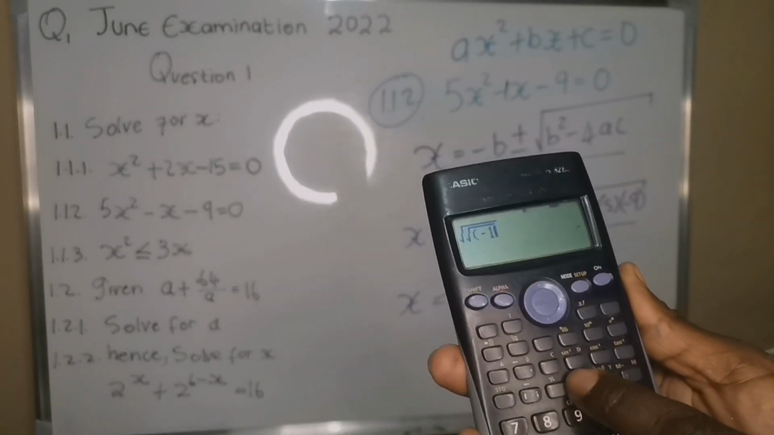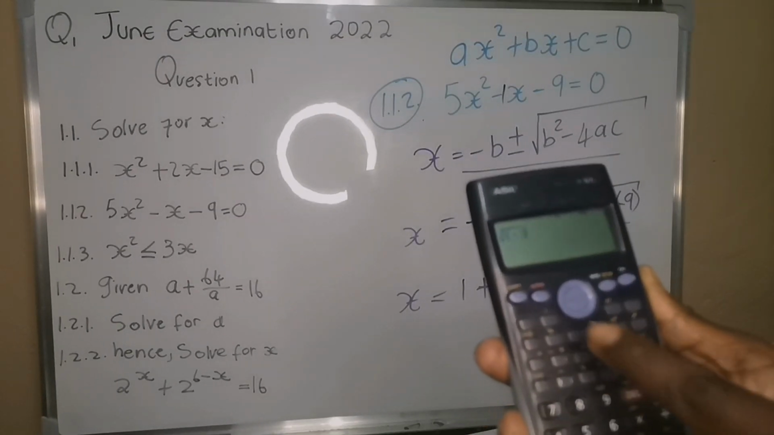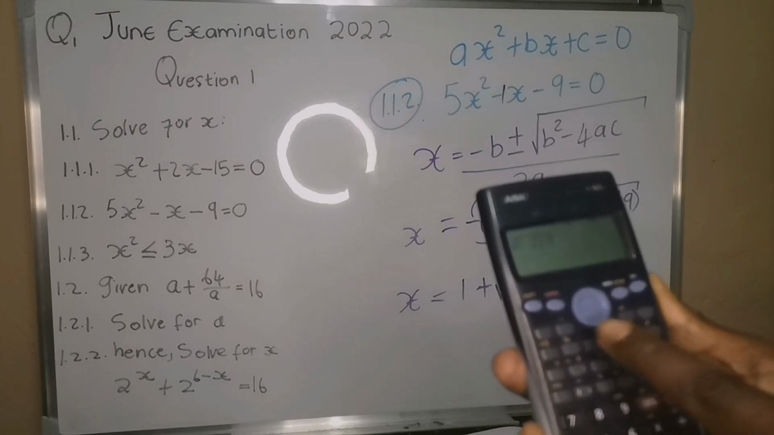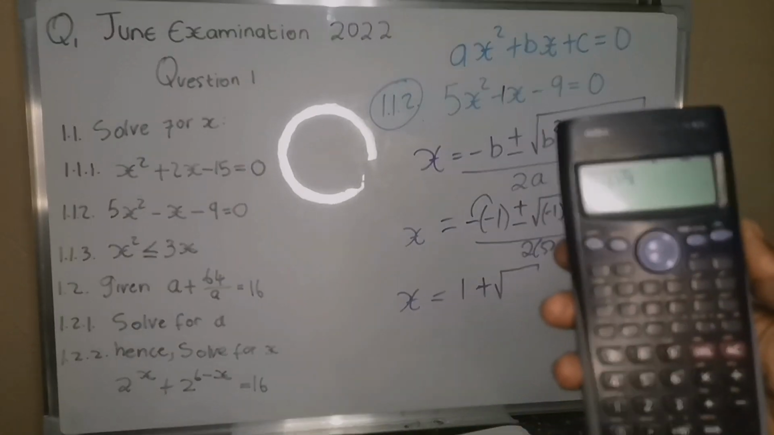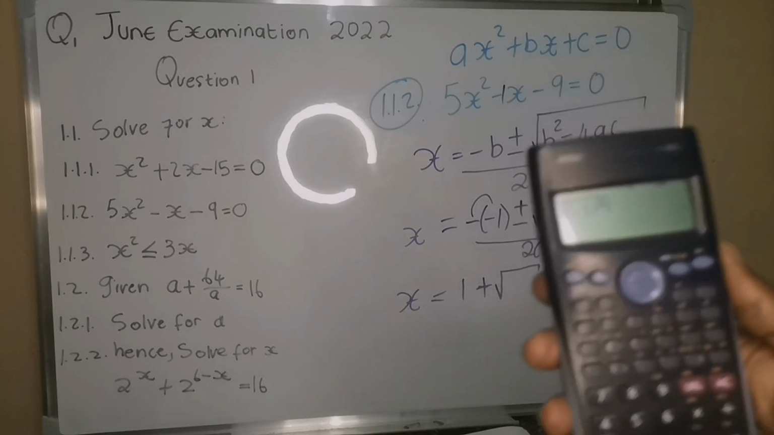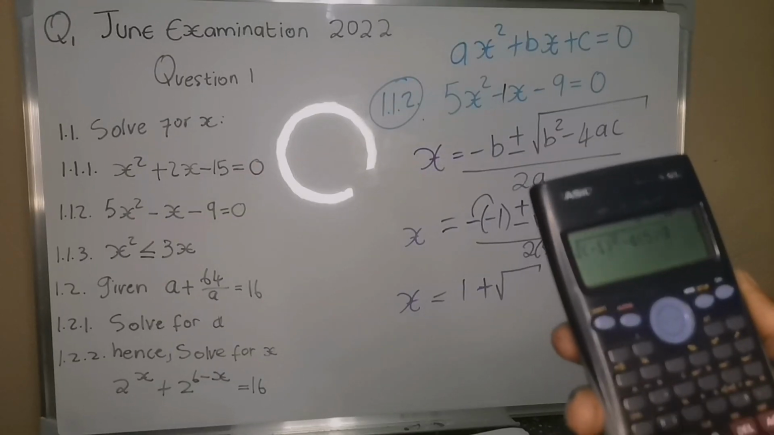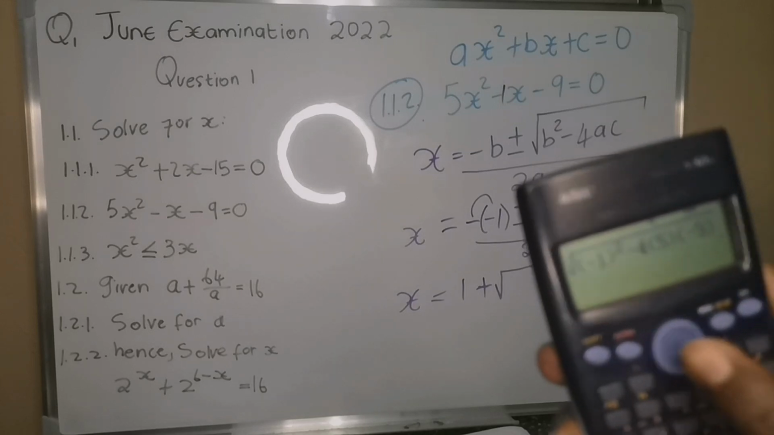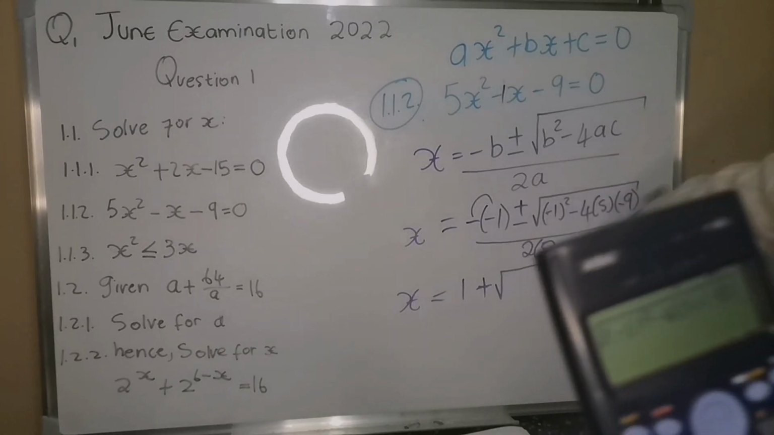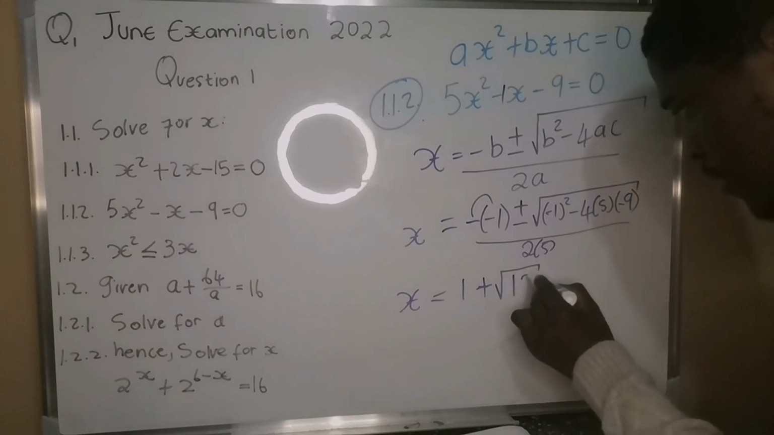On the calculator, you say square root, then bracket -1 squared. Draw your 2 brackets. You have -1 squared, minus 4 times 5 times -9. This is how it looks. Since I've just focused on our discriminant, the value of our discriminant is the square root of 181.